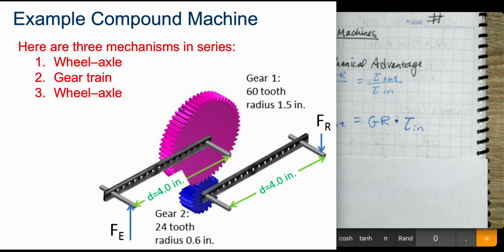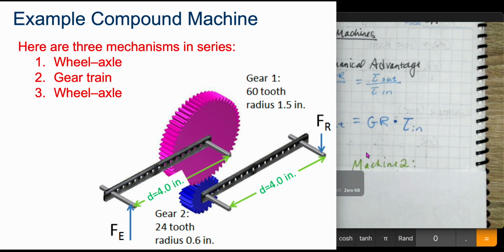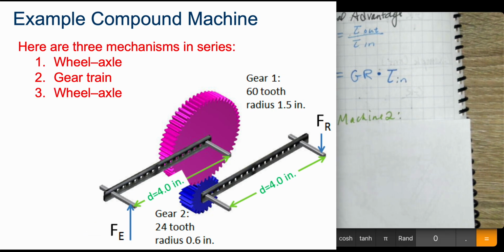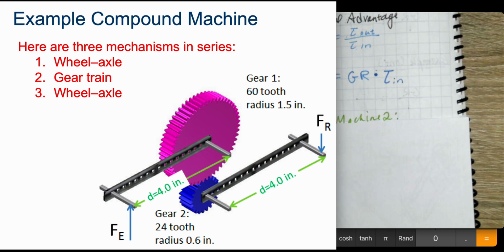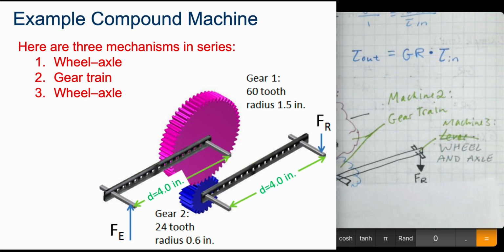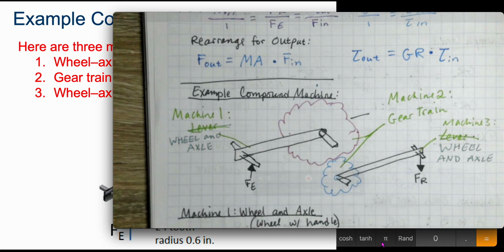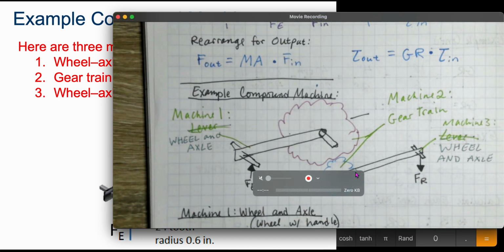Okay, so now our next example we're going to be doing is an example compound machine. And so you may need to take a moment to sketch this out. And here's my version of that sketch, way less pretty. What this one's trying to do, it's kind of confusing.